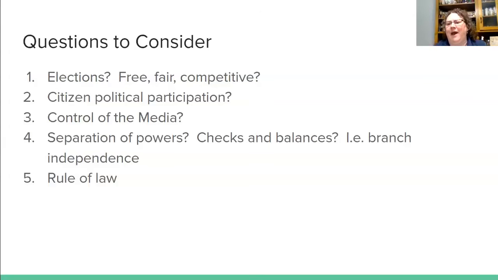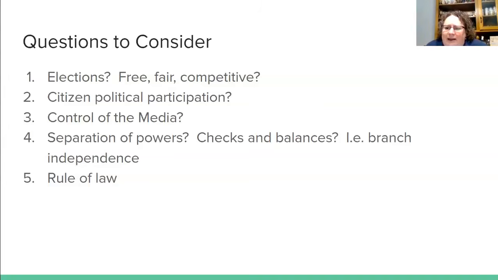Is there separation of powers? Now, we know that countries who have parliamentarian states, like Britain, where your legislative and executive are in the same house, same branch, that you're not going to have the same clear divides that you would see in a traditional federal three-branch system like we would see in Nigeria, Mexico, the US. But is there branch independence?